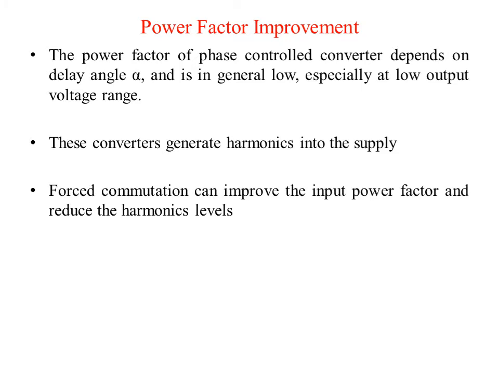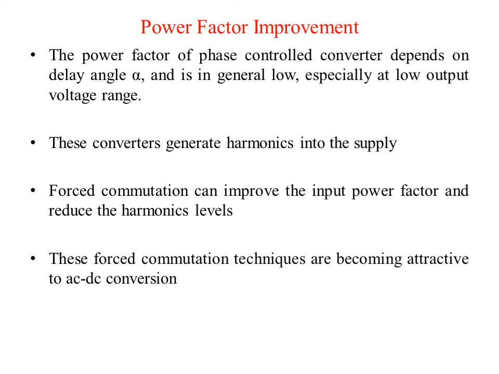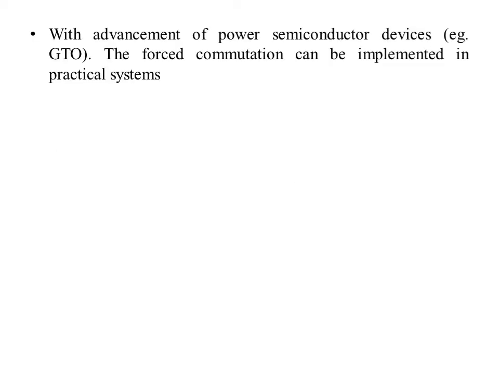The force commutation can improve the input power factor and reduce the harmonic levels. Thus, due to ripple contents, the power factor decreases, and force commutation is a method by which we can improve the power factor and also reduce the harmonic levels. These force commutation techniques are becoming attractive for AC-DC conversions. With advancement of power semiconductor devices, force commutation can be implemented in practical systems.